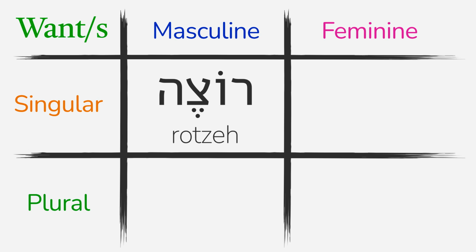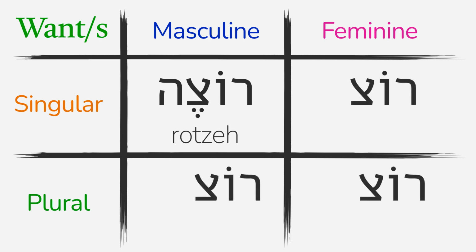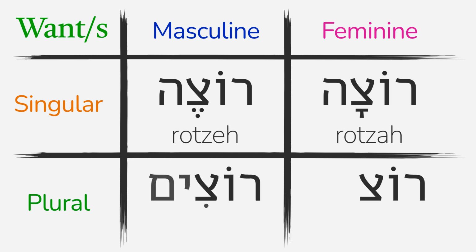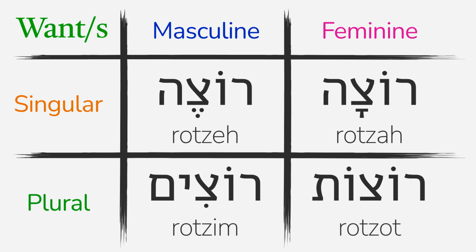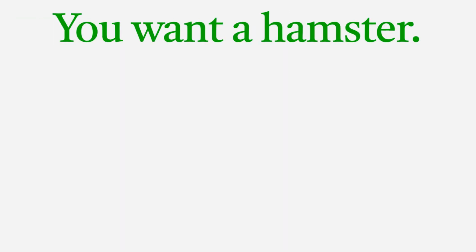The other forms of the present tense from this root are made by taking the masculine singular form and taking off the eh ending. Then we add an ah ending to get rotzah, wants, in feminine singular form, an im ending to get rotzim, want, in masculine plural form, or an ot ending to get rotzot, want, in feminine plural form.